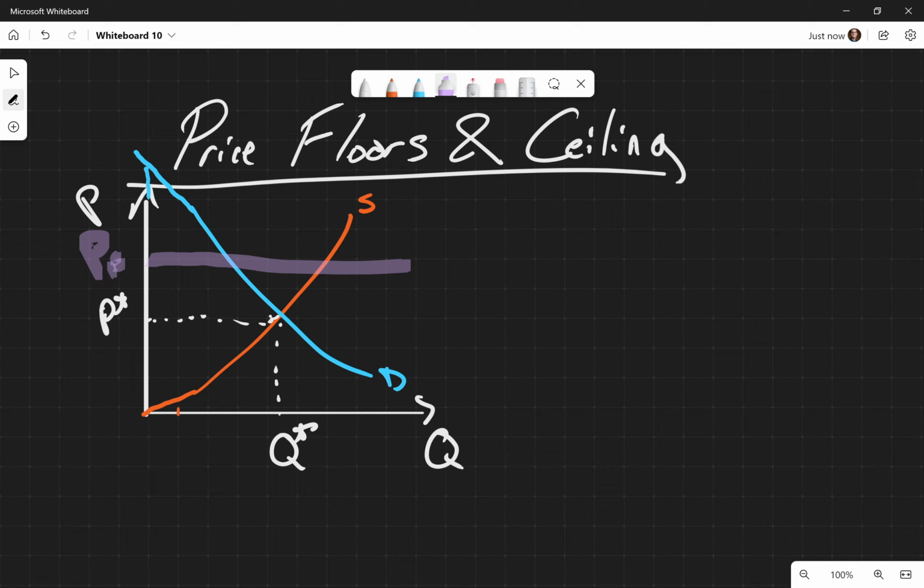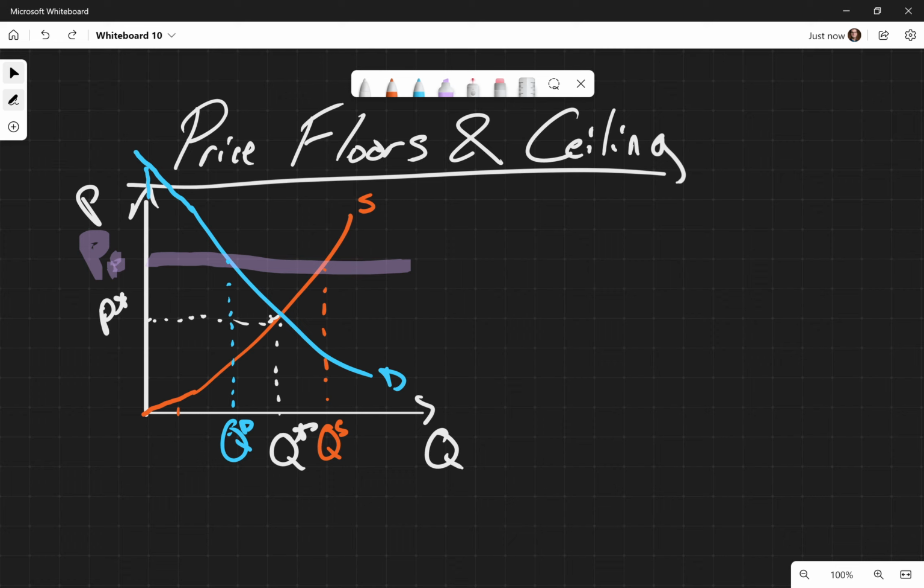So our price floor is above the equilibrium, and we know that that's going to create a quantity demanded reflection down here and a quantity supplied reflection up here. So this is going to result in more supplied than demanded. We call this a surplus. Now, again, we're not terribly concerned about this surplus. That's just going to kind of confuse us. What we are concerned about is how this price floor impacts consumers and producers, right?